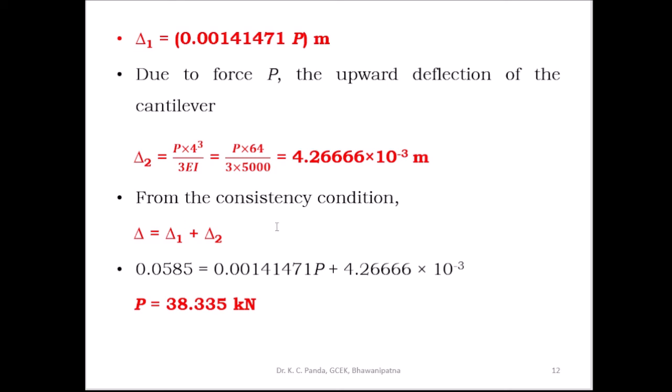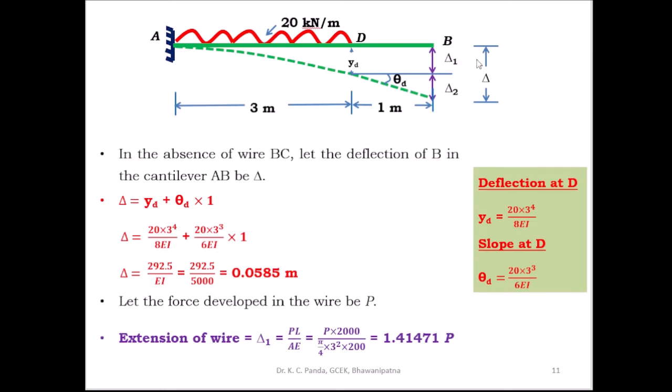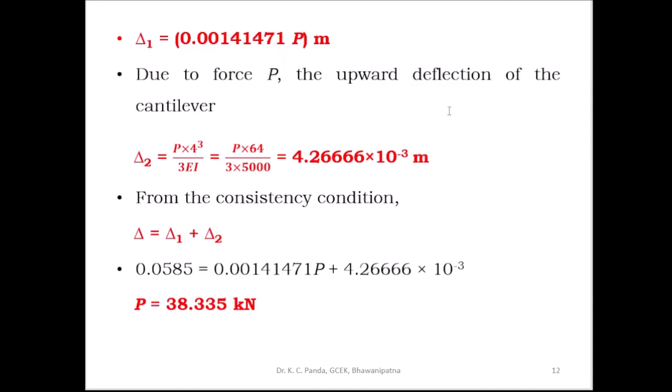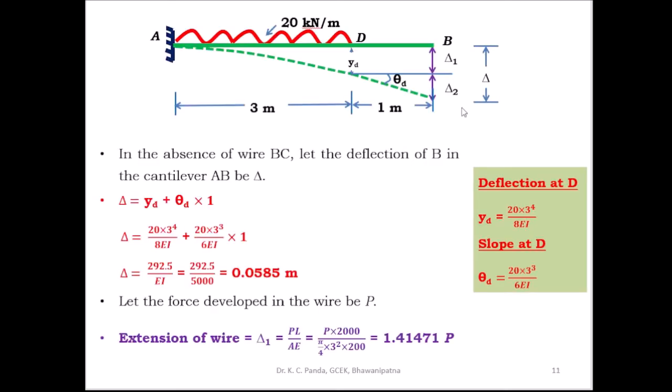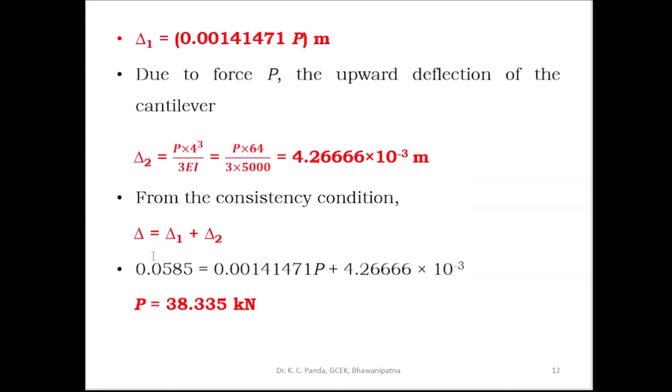We know from the consistency conditions, delta is equal to delta 1 plus delta 2. So this is the downward deflection due to the external loading, delta 1 is the extension of the wire, and delta 2 is the upward deflection due to the force P. Then delta is equal to delta 1 plus delta 2. Then after putting the value of delta 1 and delta 2, you can find out the force in the wire P.